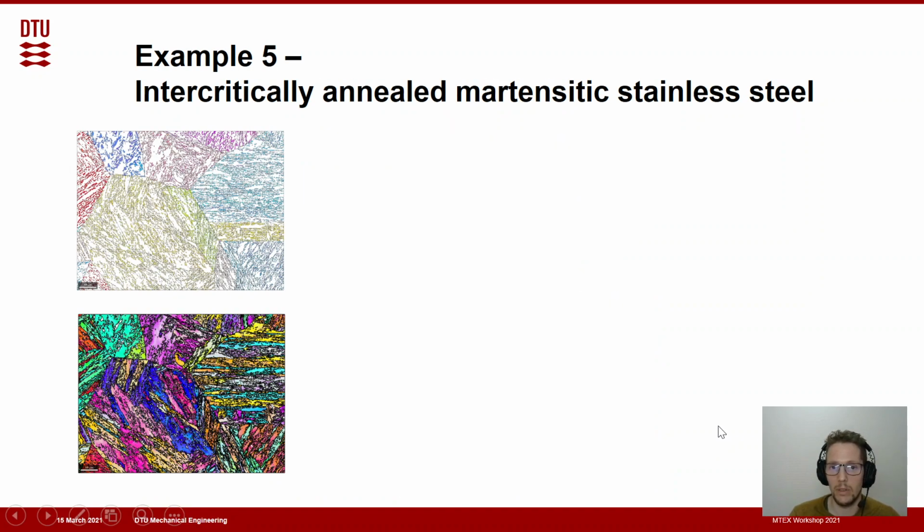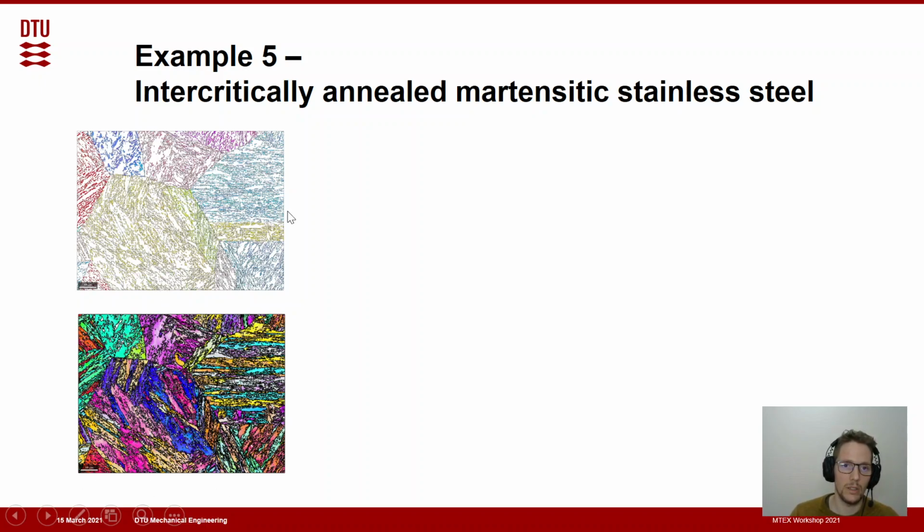So the last example is intercritically annealed martensitic stainless steel. This is a material I've been working with a lot, and we have this martensitic microstructure here with almost no retained austenite, but then when we anneal this microstructure, we start forming some austenite on the boundaries between the martensitic laths here. And it turns out that the orientation of the austenite that forms during this annealing process is actually the same as the prior austenite orientation. This is usually called the austenite memory effect.